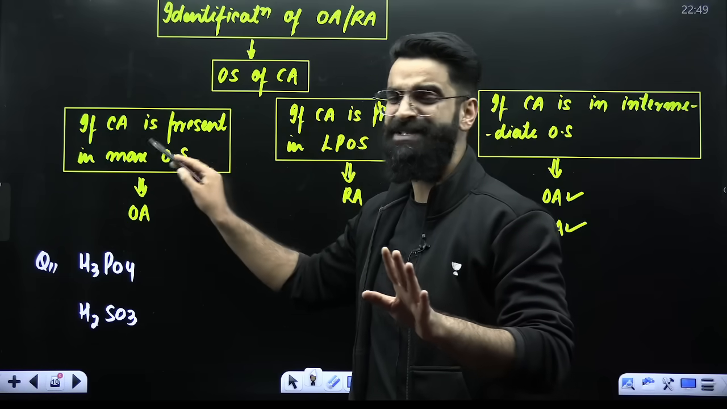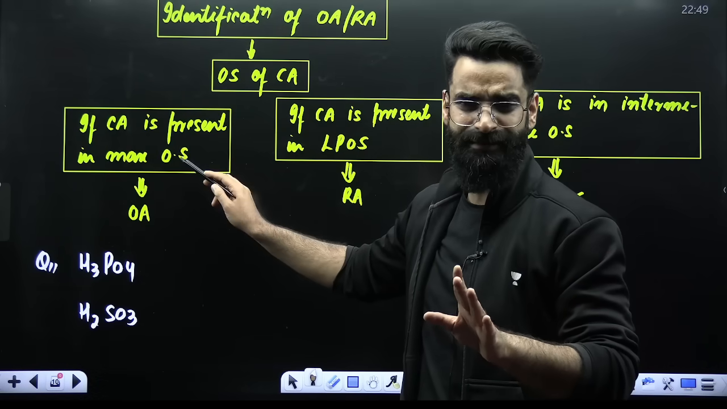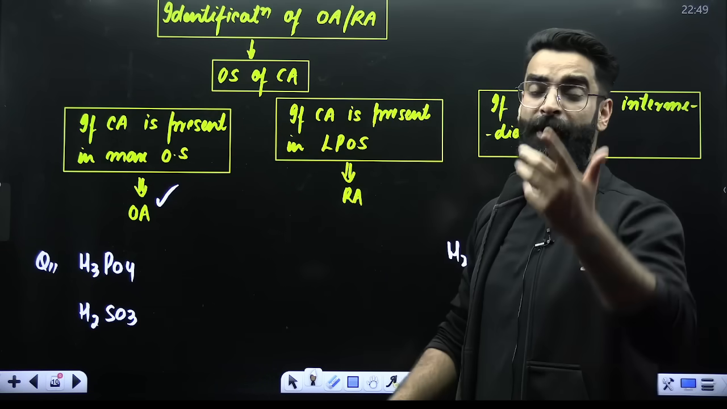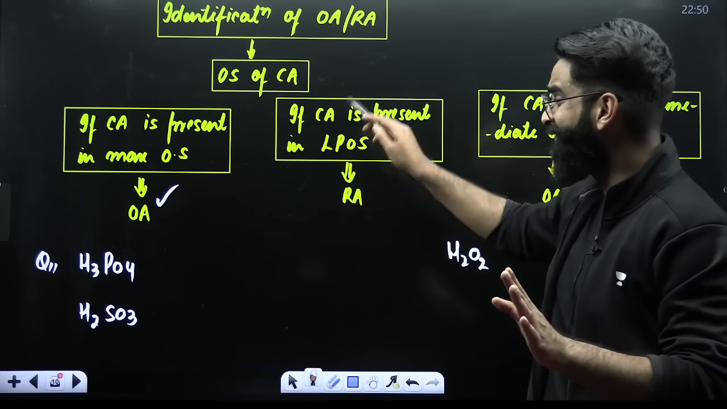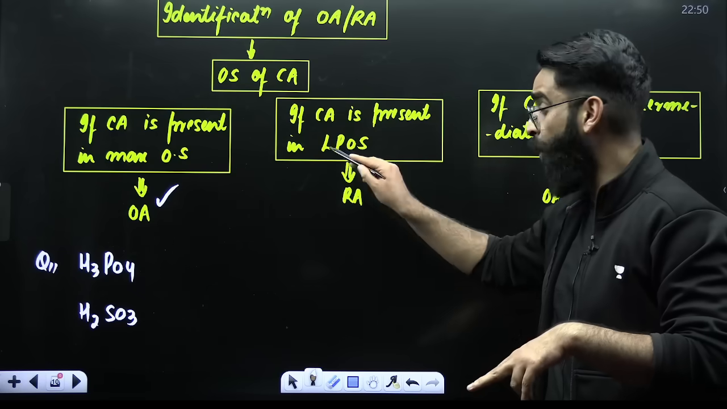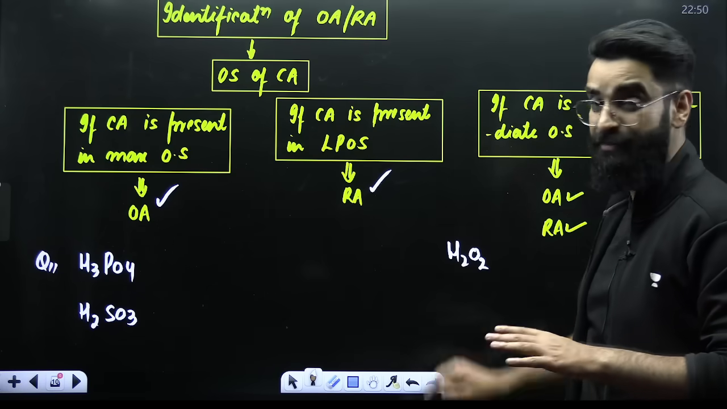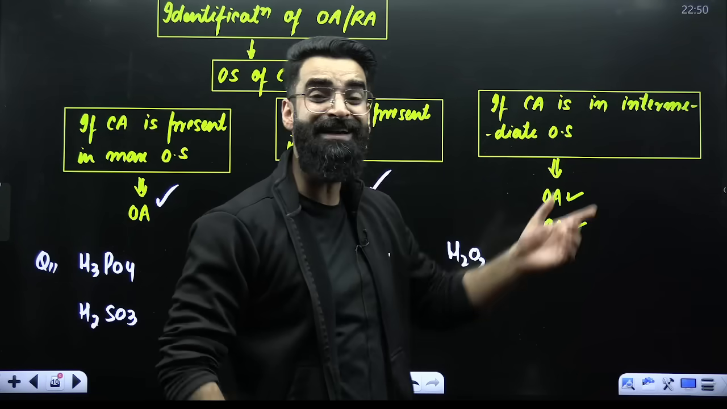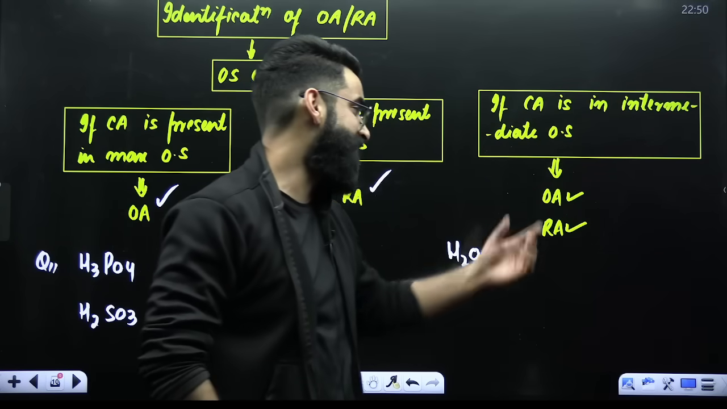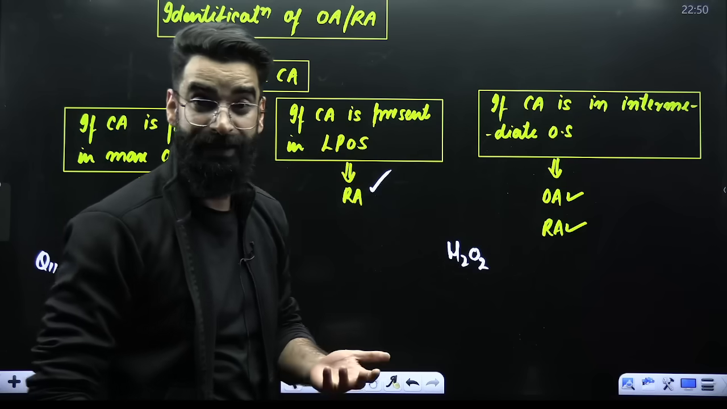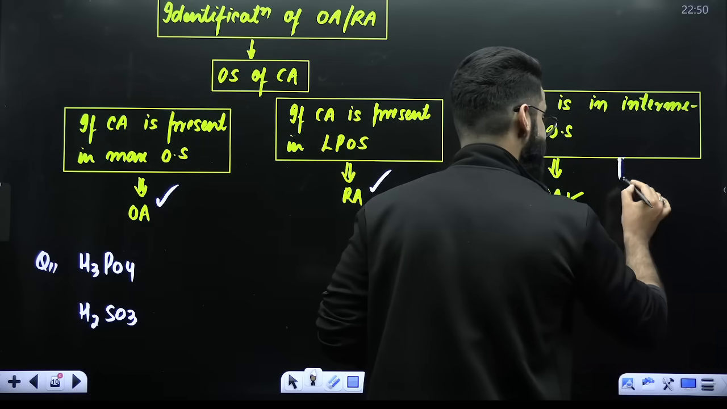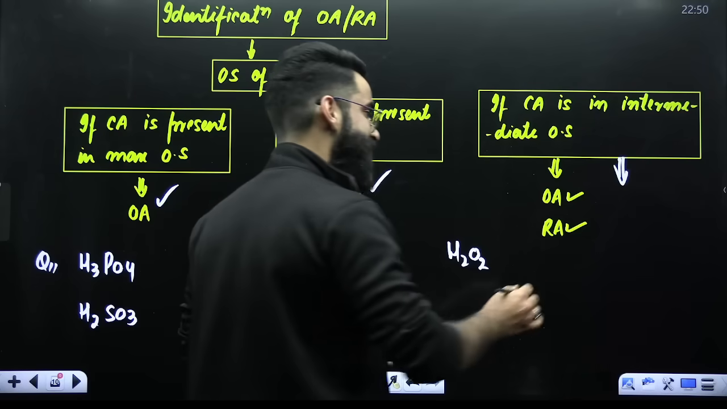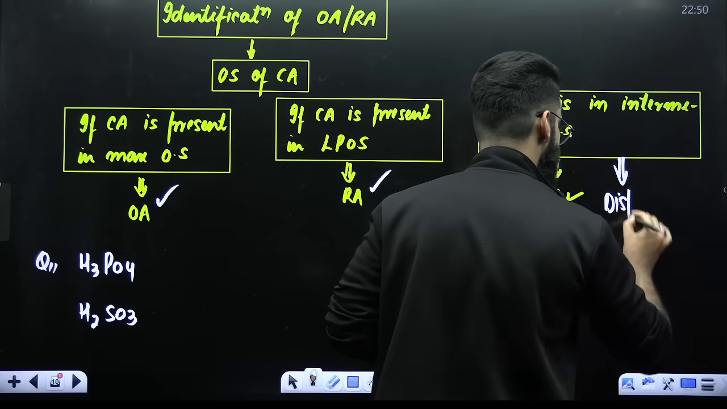If the central atom is present in its maximum oxidation state, the compound is going to behave like the oxidizing agent. If the central atom is present in the lowest possible oxidation state, it is going to behave like the reducing agent. If the central atom is present in its intermediate state, it can behave as an oxidizing as well as a reducing agent. And compounds wherein the central atom is present in the intermediate state also undergo disproportionation as well.